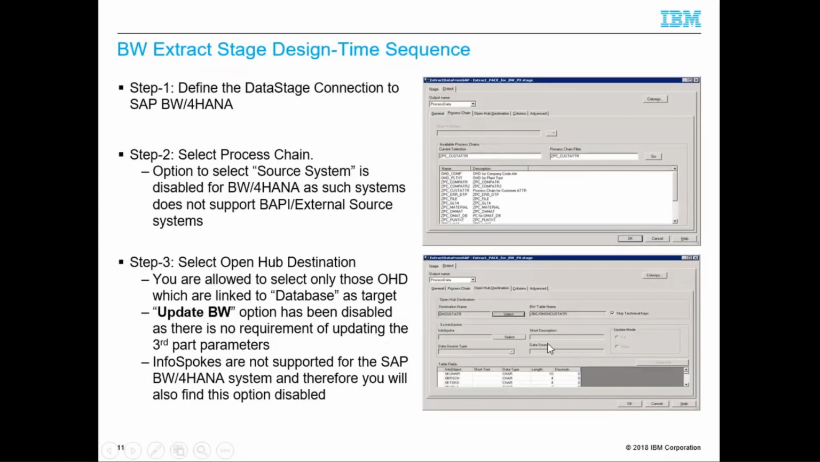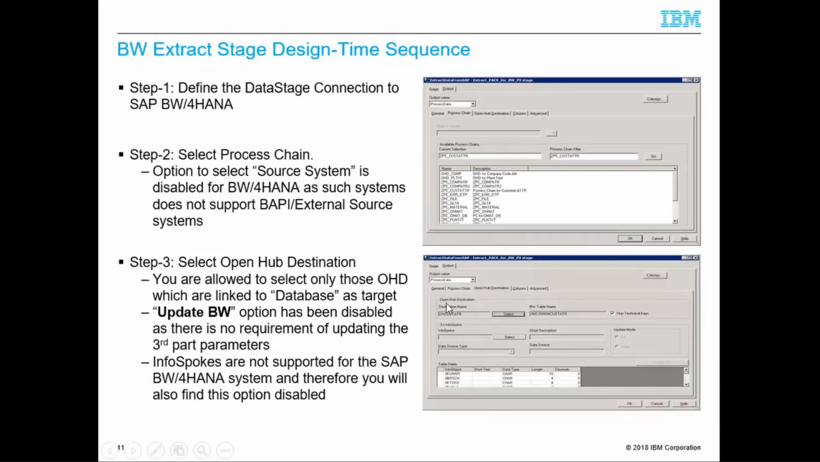Then the third step that we used to follow is the Open Hub destination, or info spokes. Just to let you know, info spokes are already deprecated, as you know, it was only supported till SAP BW 3.5 system. Just to remind you, even those are not available for SAP BW for HANA. So there is no requirement to select a BW 3.x info spoke. But yes, you still have to select the Open Hub destination here.